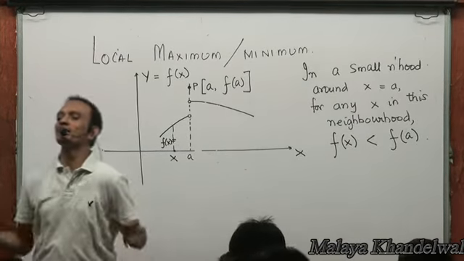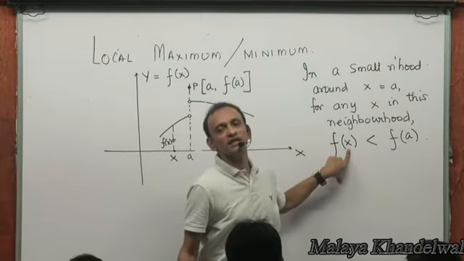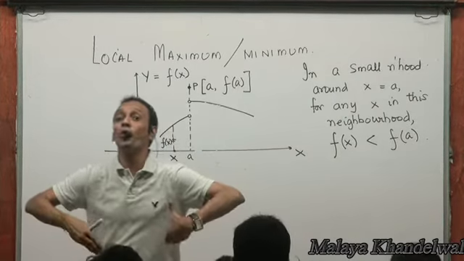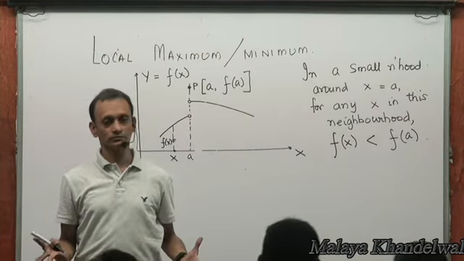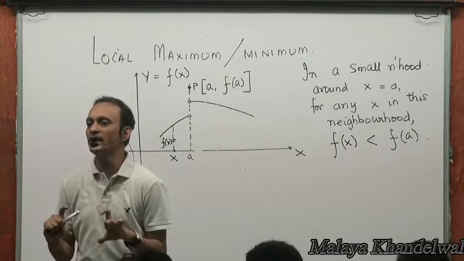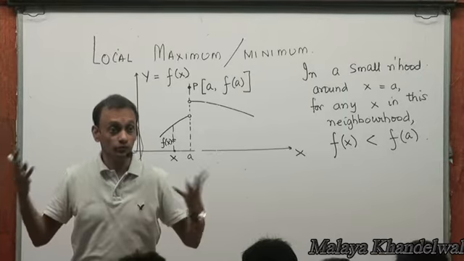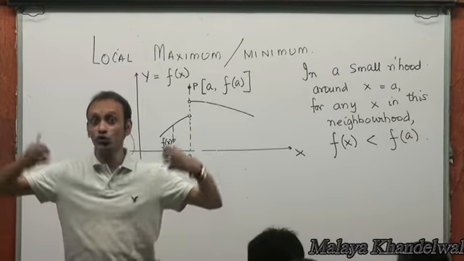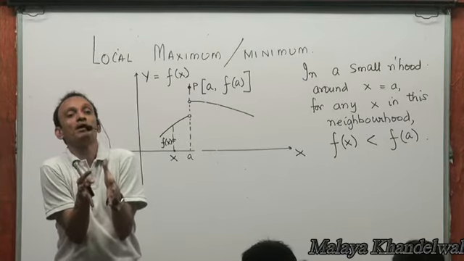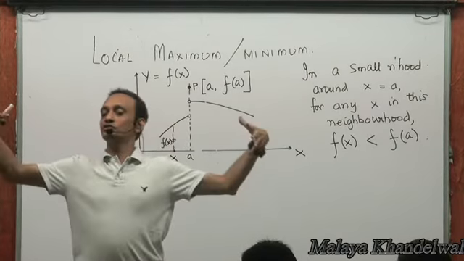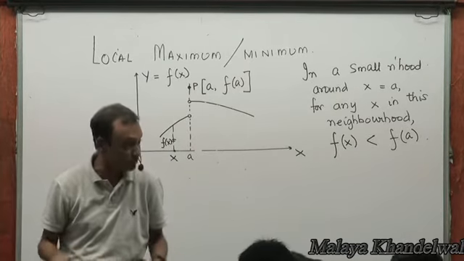There is a very small neighborhood surrounding x equal to a, in which for any x in this neighborhood, the value of the function at a is larger than all other values that the function attains in the immediate proximity of x equal to a. All the ordinates surrounding x equal to a will be smaller than the ordinate at x equal to a. It does not matter what's happening way beyond a, but very, very close to a, f(a) enjoys the supreme value, larger than the value that the function assumes at any x in the neighborhood of x equal to a.